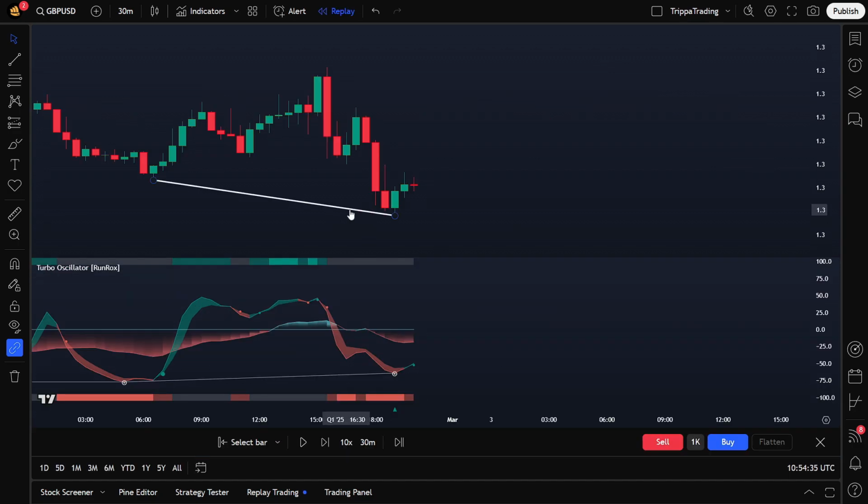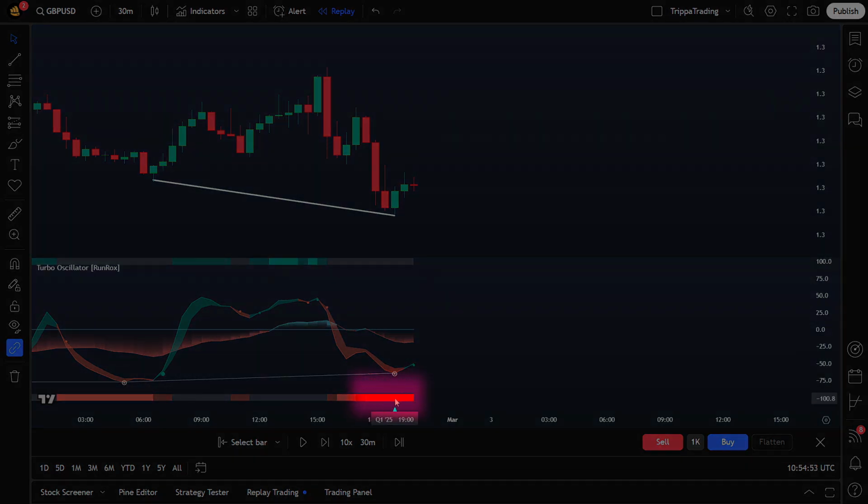Now, for a buy position, condition number 1 is to identify a bullish divergence, which, as you can see, is right here. The price created a lower low while the oscillator created a higher low. Condition number 2 is that the market should be extremely oversold, and that is going to be indicated by the bright red color on the oversold level.